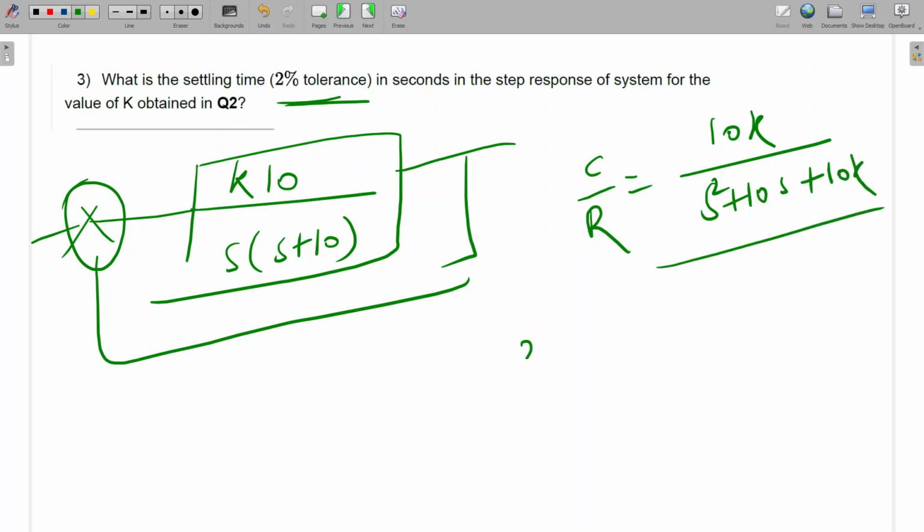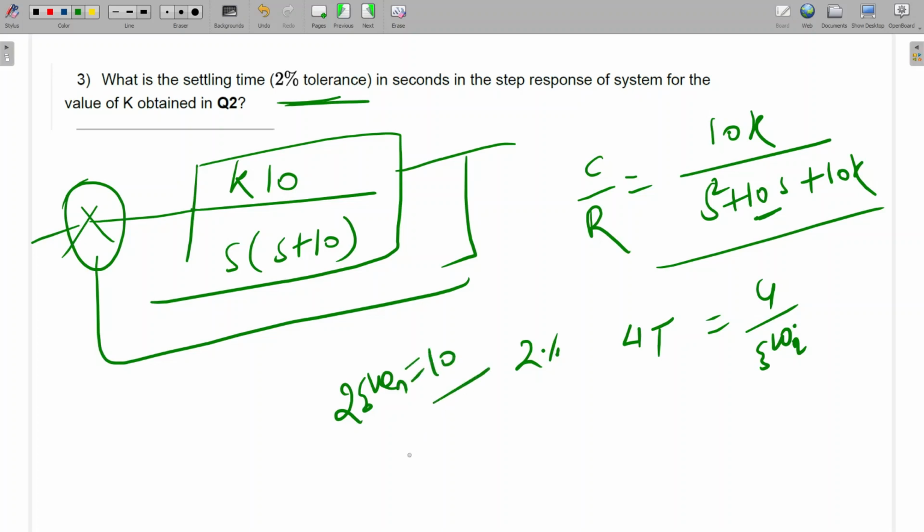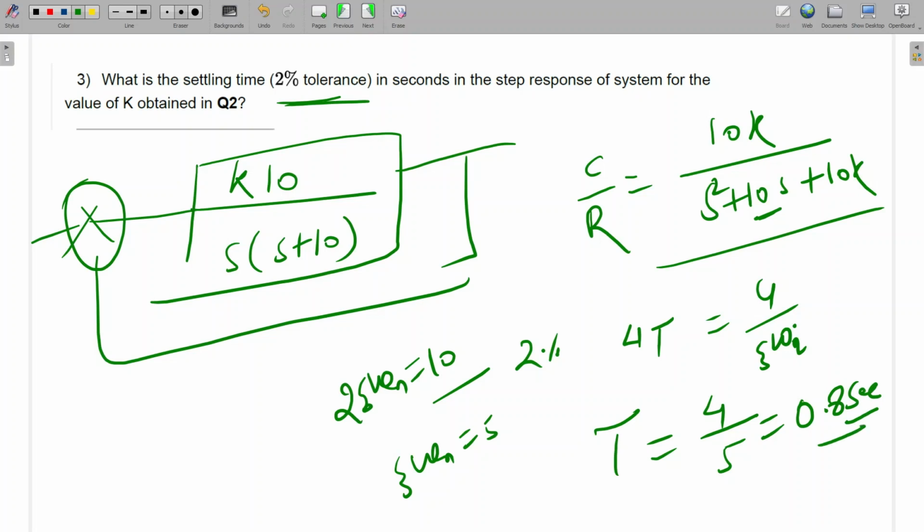And for 2%, what will be the settling time? 4 tau, that will be 4 divided by zeta omega n. And 2 zeta omega n is equal to 10 here, so zeta omega n will be equal to 5. So what will be the settling time? Settling time will be equal to 4 by 5, so it will be equal to 0.8 second. Is it clear to all? I think all of you know this formula. Okay, moving to the next question. Anyone where you have doubt, you can stop me and ask.